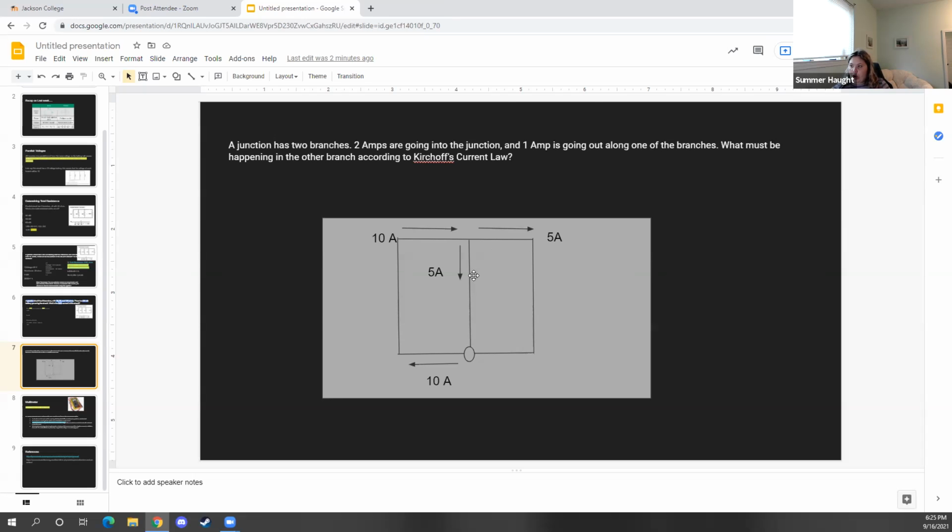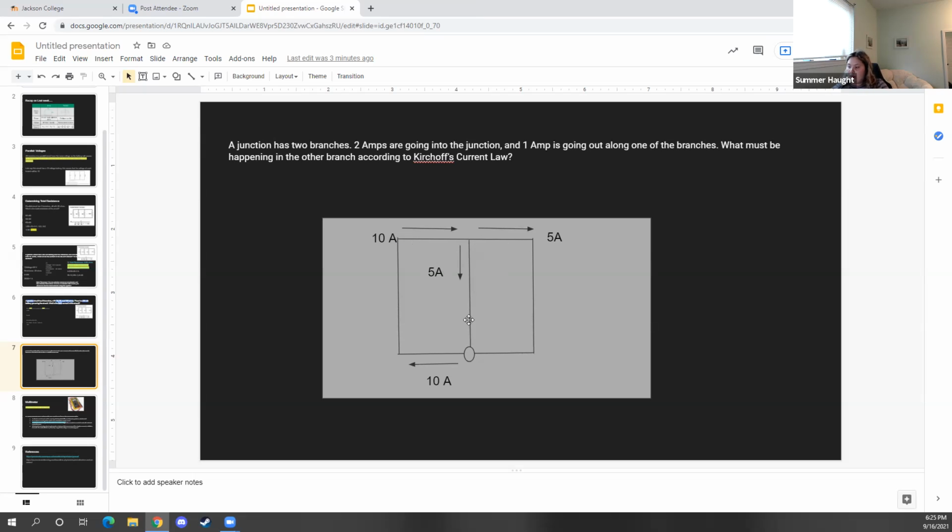So basically this is telling us that in order to calculate the current right here or right here, the current before a junction, which is 10 amps going into this junction, has to equal the current going out of the junction. So if we knew that this was 5 amps, we can automatically know that this is 5 amps. And that again is because the sum of the current leaving a junction has to equal the sum before.